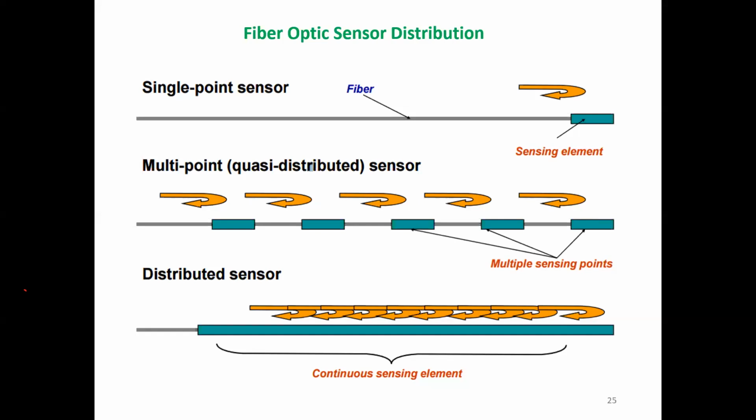A single point sensor is like a probe. You can take a probe to one particular point and sense at that particular point. Multi-point means, suppose we have a gas pipeline or an oil pipeline and we want to measure at multiple points, or we have a bridge, say a railway bridge or other bridges. What we can do is make the fiber Bragg grating at some intervals at different points.